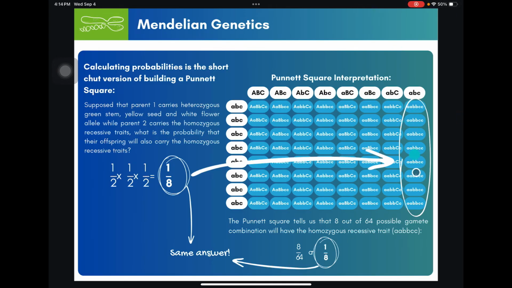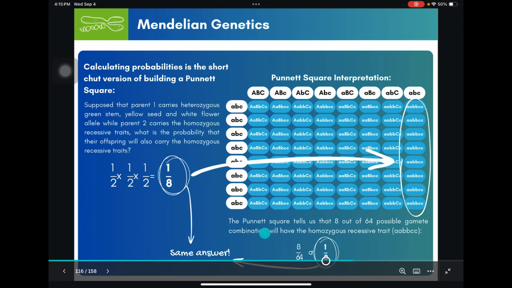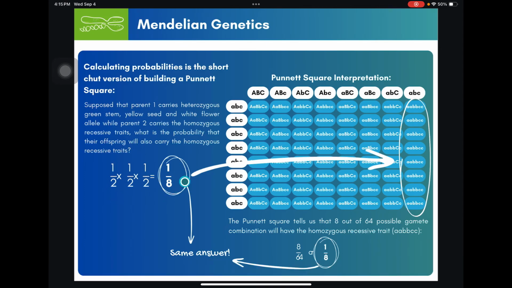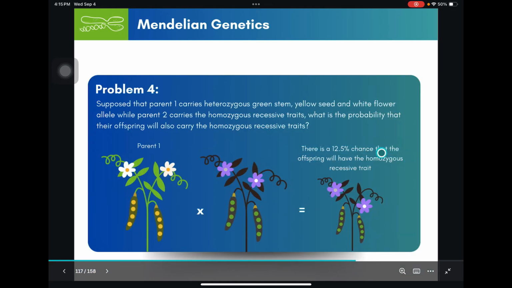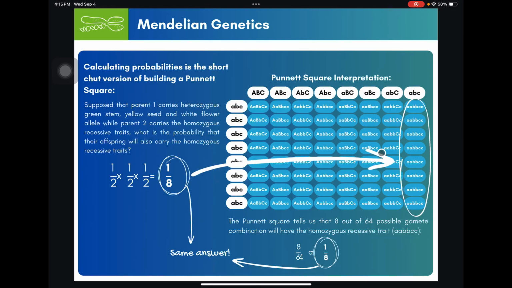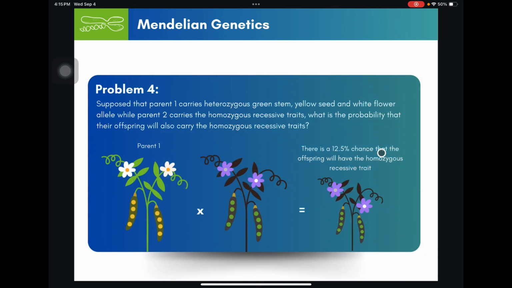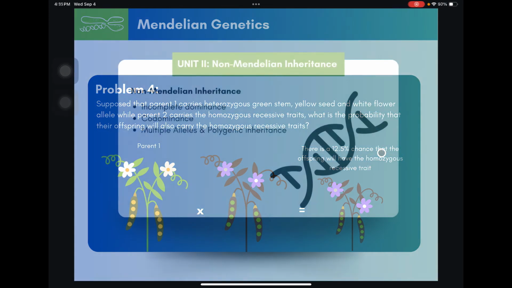As you can see, the Punnett square tells us that 8 out of 64 possible gamete combinations will have the homozygous recessive trait. So 8/64 is technically 1/8. Essentially, if you use the cheat sheet, it will also give you the 1/8 answer, the same answer as our Punnett square. So 1/8 converted to a percentage is equivalent to 12.5%.